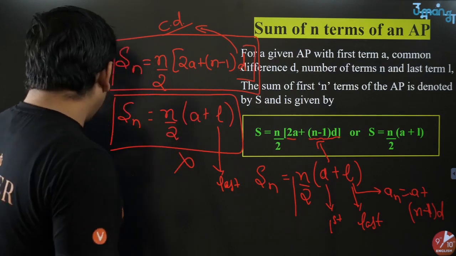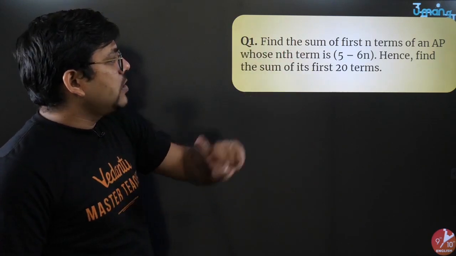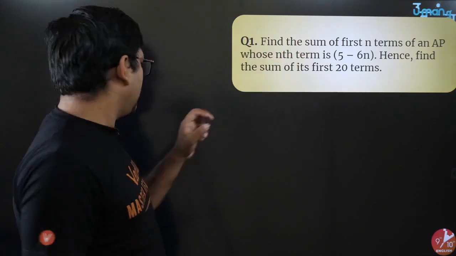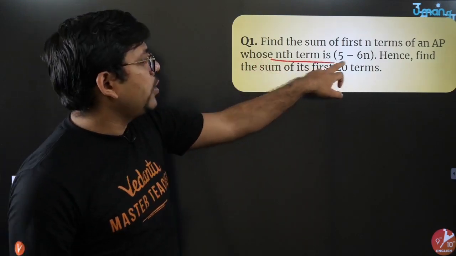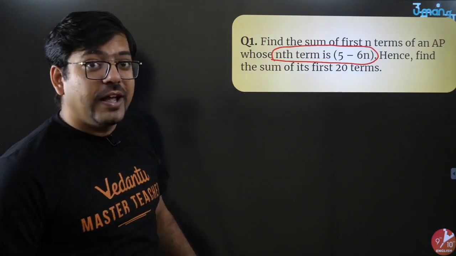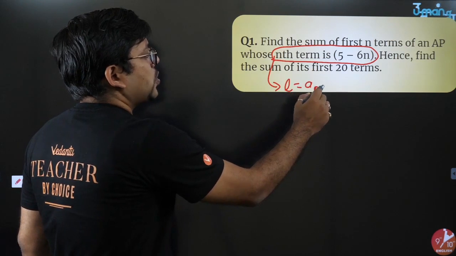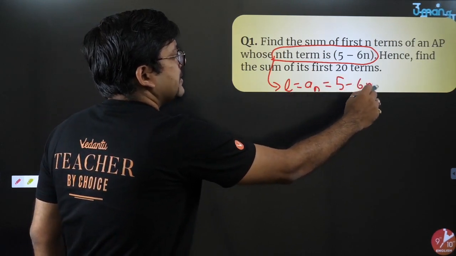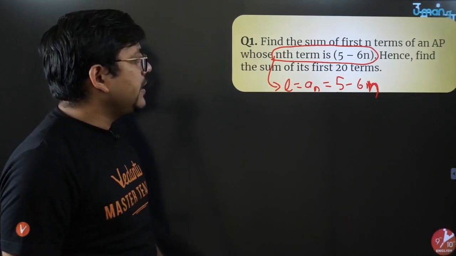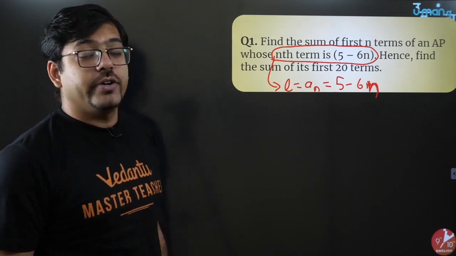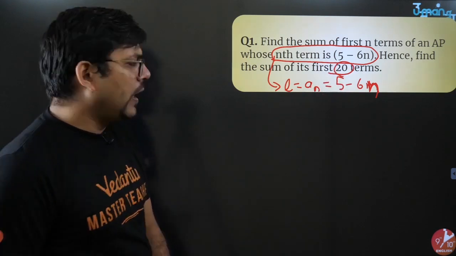Here we go with the first question. Find the sum of n terms of an AP whose nth term is given. Are you understanding that this nth term is nothing but an, the last term? This is given as 5 minus 6n. Hence, find the sum of its first 20 terms. First 20 means the value of n is also given, that we have to find the first 20 terms.